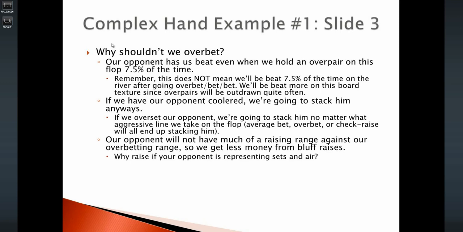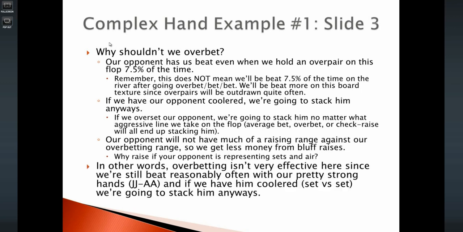So because of that, when we do overbet our strong hands, we might just make our opponent fold an air hand that would have bluff raised if we bet smaller, which just ends up costing us value. So for these reasons, overbetting is just not going to be all that effective here. In other words, overbetting isn't very effective here since we're still beat reasonably often with our pretty strong hands, jacks and better, and if we have them cold, we're going to stack them anyways.